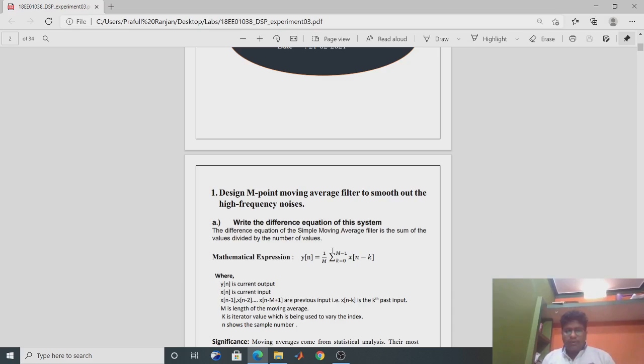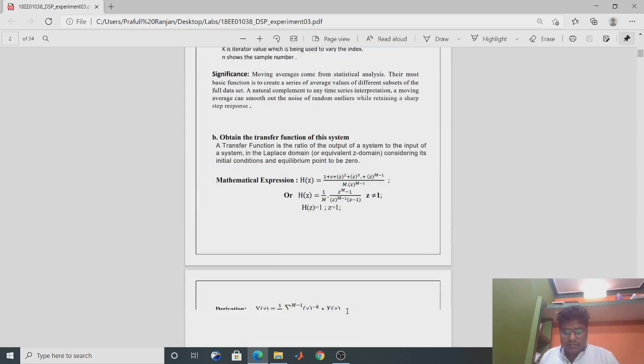First, we have to write the difference equation. The difference equation comes from its mathematical definition, which is written like this: y of n is equal to the summation of x of n minus k, with k going from 0 to m minus 1, divided by the total number of averages, that is m. These are the indexes: y[n] is the current output, x[n] is the current input, and the others are past inputs, m is the length of the averaging window, and n shows the sample number.